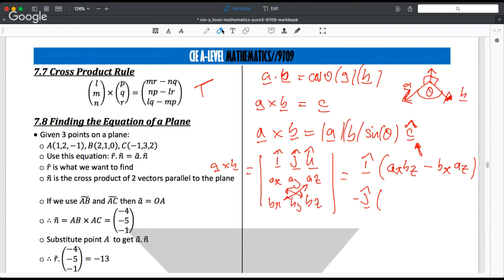Sorry, I did the first one wrong. If you want to figure out the I component, you ignore anything in the same column as I. There's no easy way of remembering this formula, by the way. It's just a bit of a nightmare. So if you want to figure out the I component, you ignore this row. You take the product of these two. So this was AY.